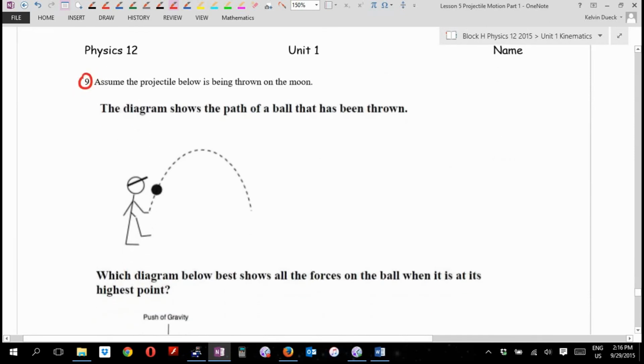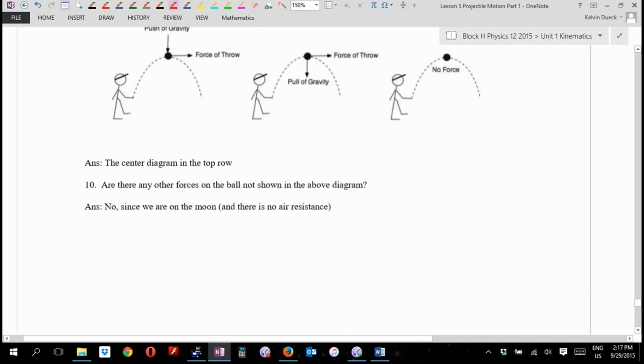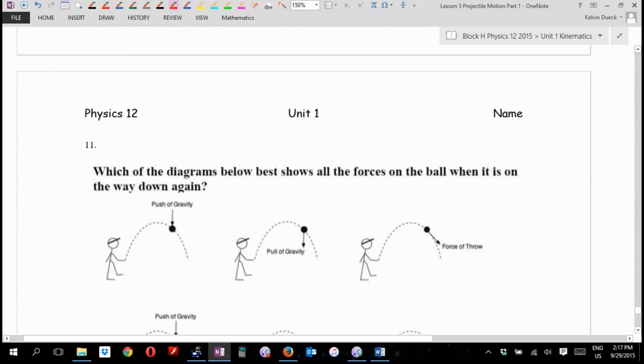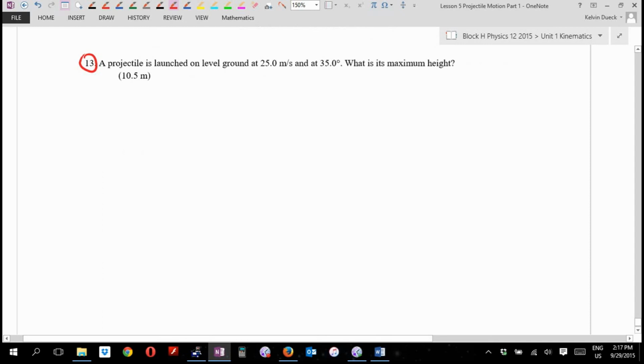Number 9. Number 10. Number 11. And 13. That gives you a wide range. Most of them are what I would call B+ level questions. There's a couple of A-, A level questions. There's a couple of C, C+ levels.